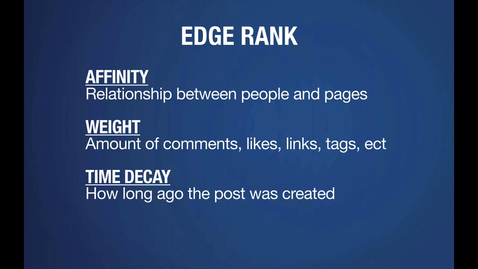All right, but on a personal profile, it's important to understand this: affinity, weight, and time decay. Affinity is how well Facebook thinks that you and your friends on Facebook actually know each other in real life. So they're actually trying to model the real world, right? So how do you determine who's your real friend in real life?